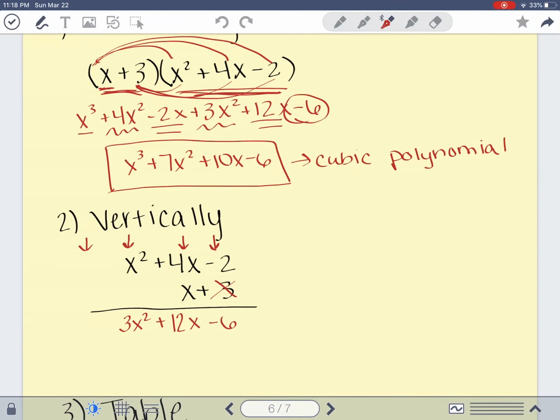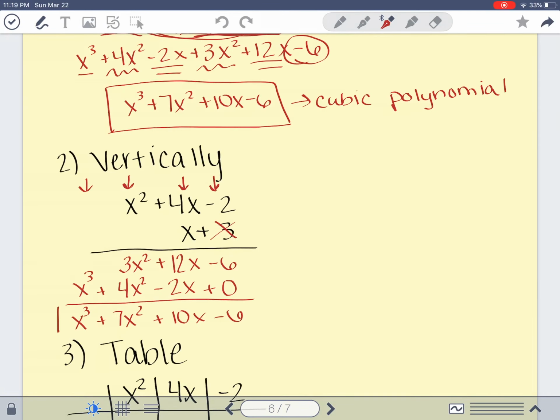Notice that when I do x times negative 2, I don't get a constant. So if you need to, go ahead and put a 0 here. So then I have x times negative 2 gives me a negative 2x. x times 4x gives me 4x squared. And then x times x squared is going to give me x cubed. Now when I go through here, I just go down and I add. I've got x cubed plus 7x squared plus 10x minus 6.